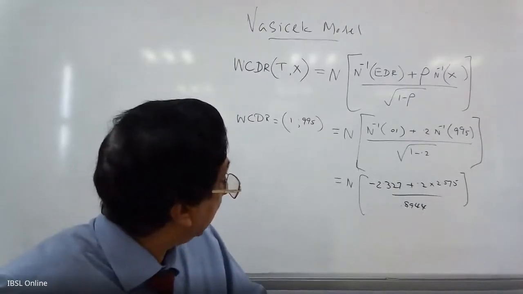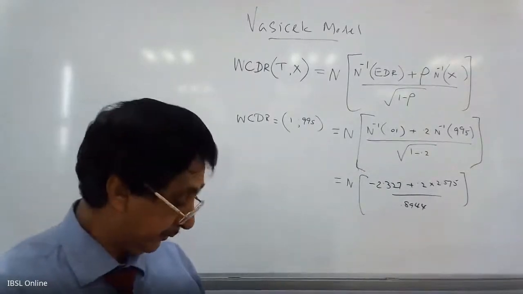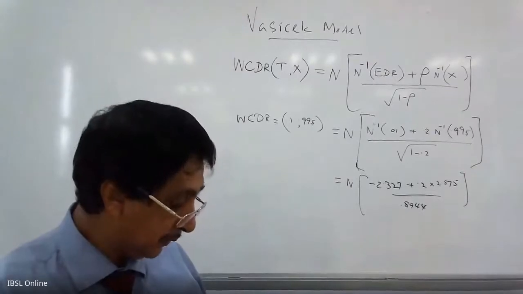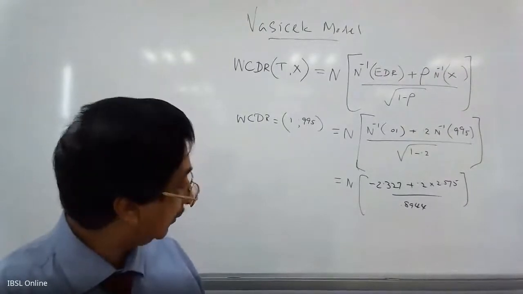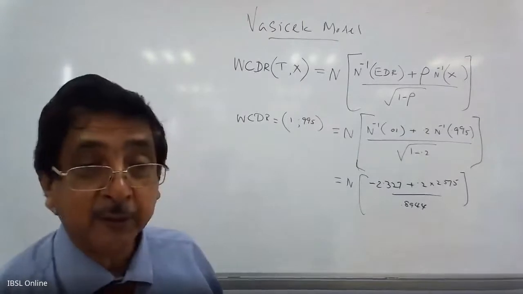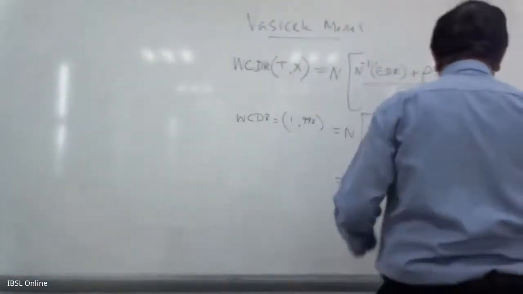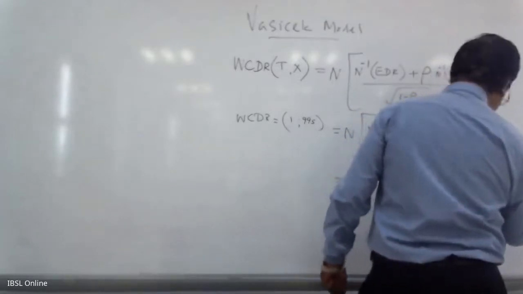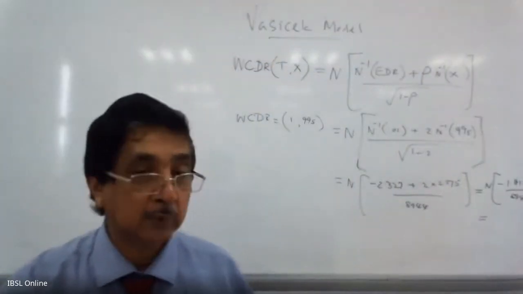Now, what we can do is simplify the numerator. By simplifying the numerator, you might get 0.2 into 2.575 minus 2.327. You might get the numerator as minus 1.812. Minus 1.812 for the numerator, right? It is to be divided by 0.8944. So what is that? The value is, I don't know.